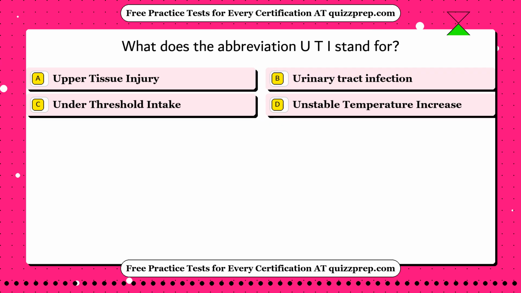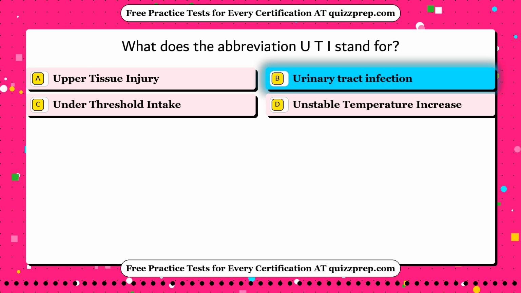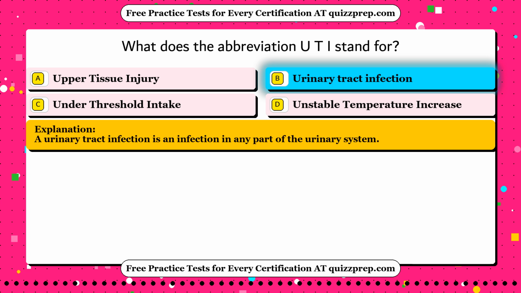Question 125. What does the abbreviation UTI stand for? Option A, upper tissue injury. Option B, urinary tract infection. Option C, under threshold intake. Option D, unstable temperature increase. The correct answer is option B, urinary tract infection. A urinary tract infection is an infection in any part of the urinary system.